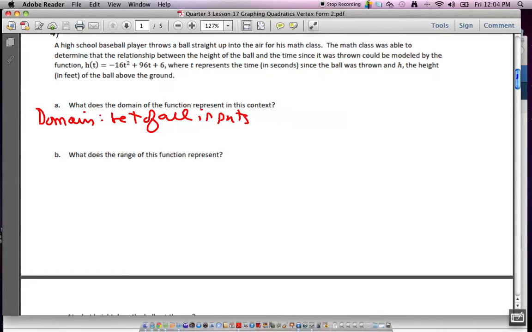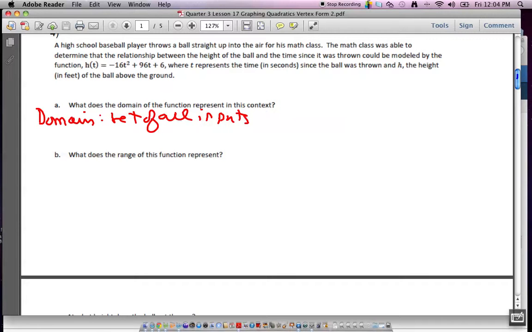What's the smallest possible input for a situation where it's time? What's the smallest possible input? No, the input is t. What values of t could I use? The smallest possible value for t.